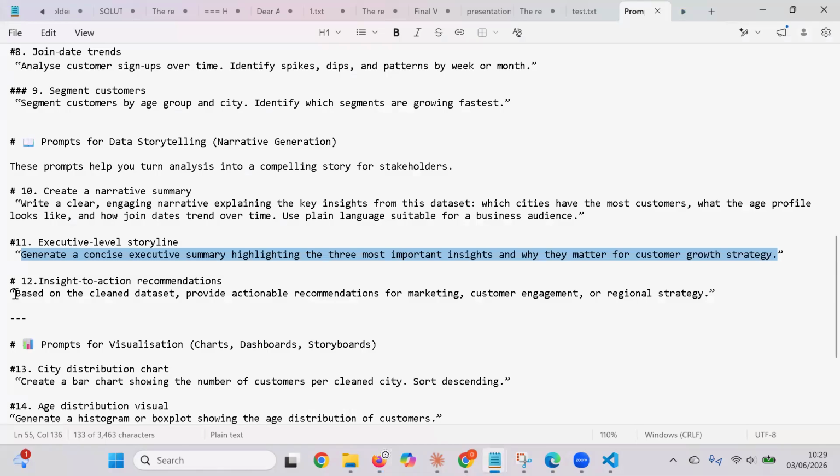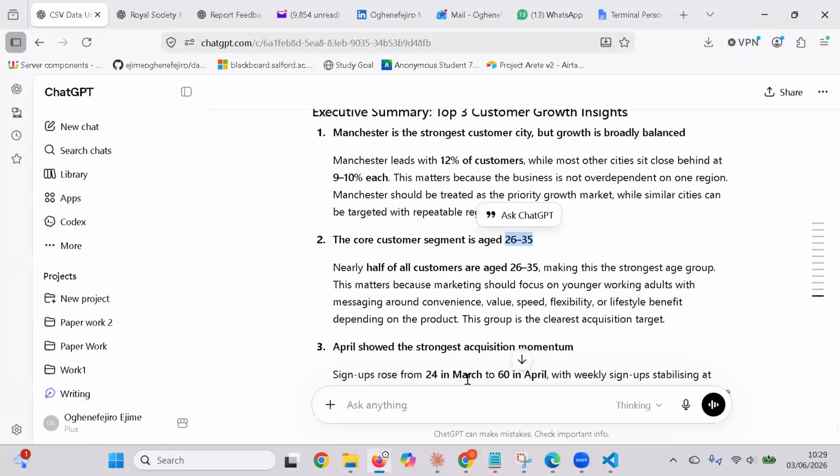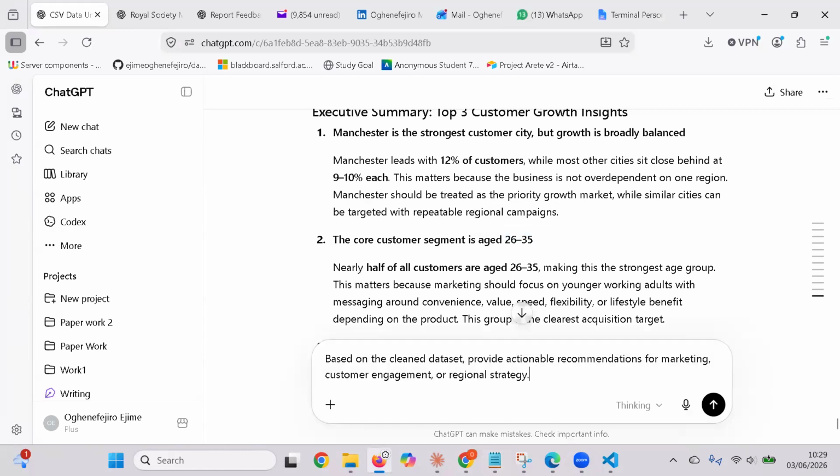I will repeat this again and again: everything boils down to your prompt and what you need it for. If it was for social media engagement, this prompt would not really work. You need to craft it based on the tone of social media, if that's what you are aiming to do. But now what we are doing is just business strategy. Now we are on to the marketing part. We are saying provide actionable recommendations for marketing, customer engagement or regional strategy.